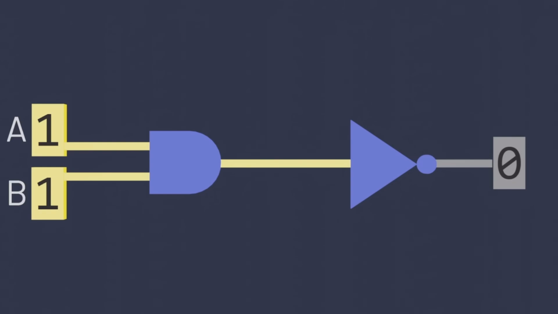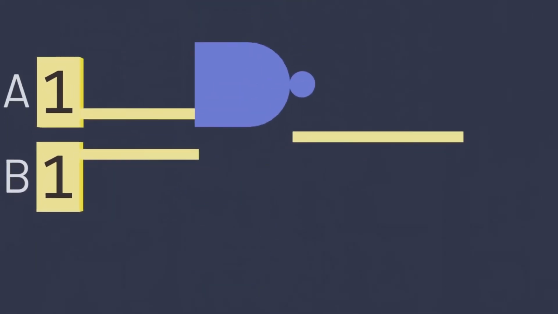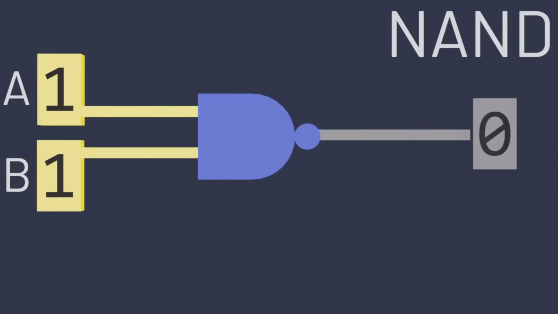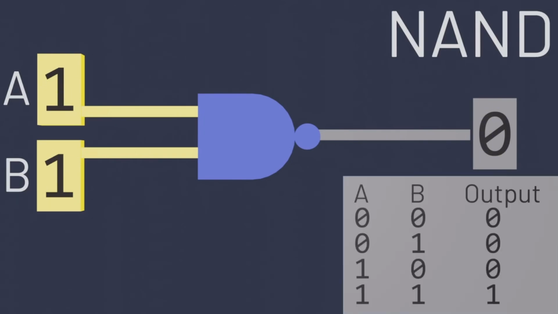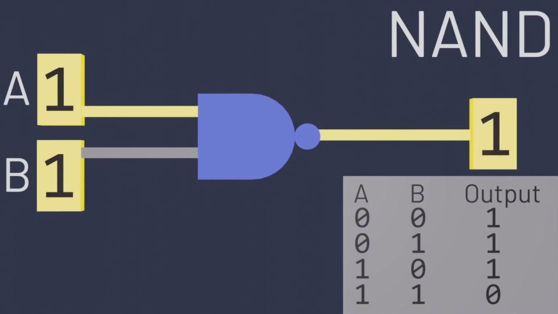In other words, this circuit appears to do the opposite of whatever the AND gate on its own would do. It turns out that inverting the result of an AND calculation is such a common operation that it has its own logic gate, the NAND gate. This gate is equivalent to an AND followed by a NOT. So if the AND truth table looks like this, then the NAND truth table is identical, except all of the outputs are inverted. Whenever AND would output a 0, NAND outputs a 1. Whenever AND would output a 1, NAND outputs a 0.